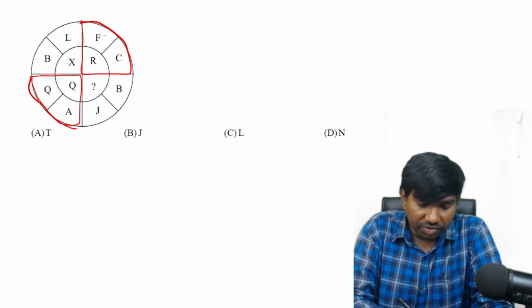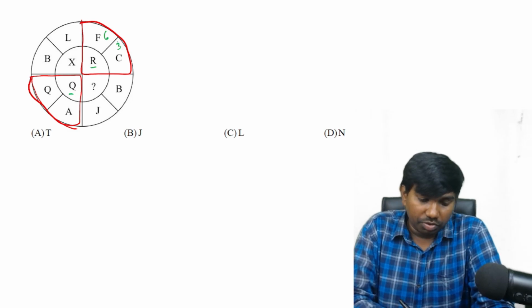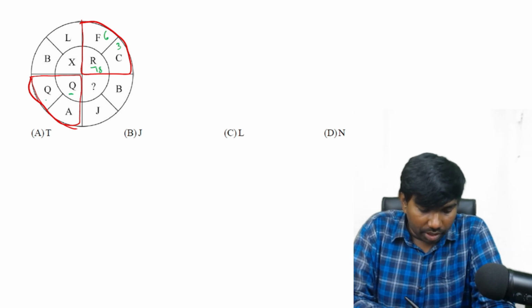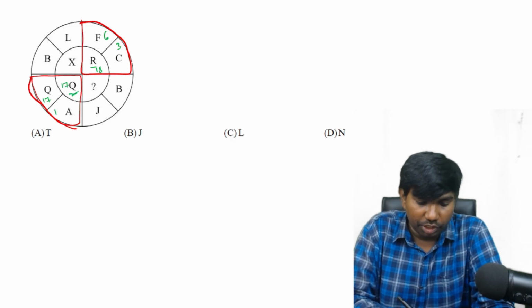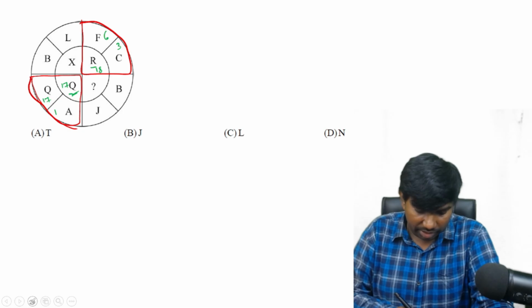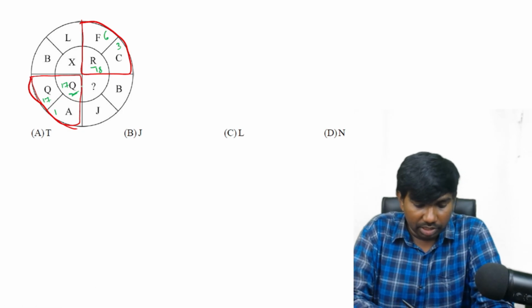F's letter position is 6 and C's letter position is 3. So operating on 6 and 3, how to get either R or Q? If you multiply these two, 6 times 3 is 18. The 18th letter is R. And Q is 17 and A is 1. 17 times 1 is 17, and the 17th letter is Q. So that means our logic is satisfied. We got the logic, and let us apply the same thing on the remaining two also.